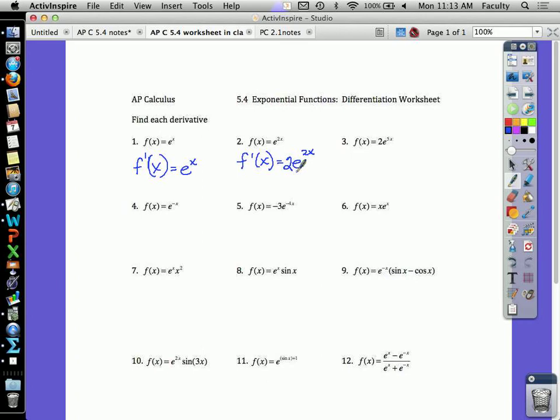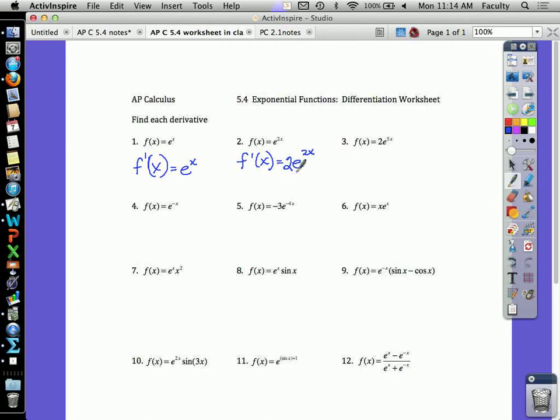Yes? How do you know when to use the ln instead of the e? Before, we were solving an equation. That was solving an equation. Now we're doing a derivative. Okay, try 3.